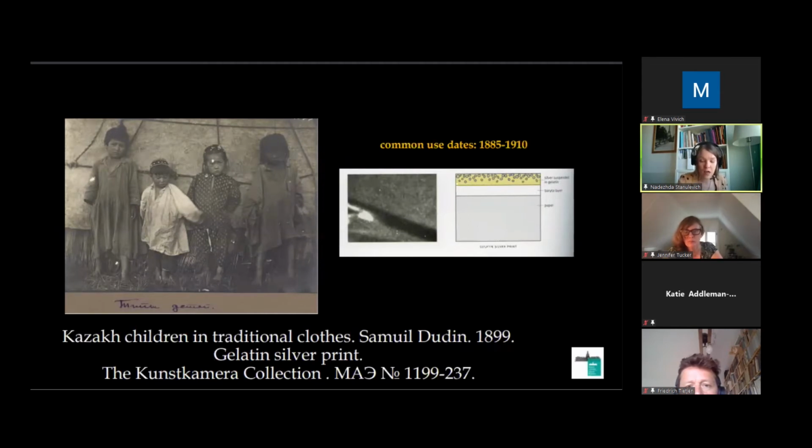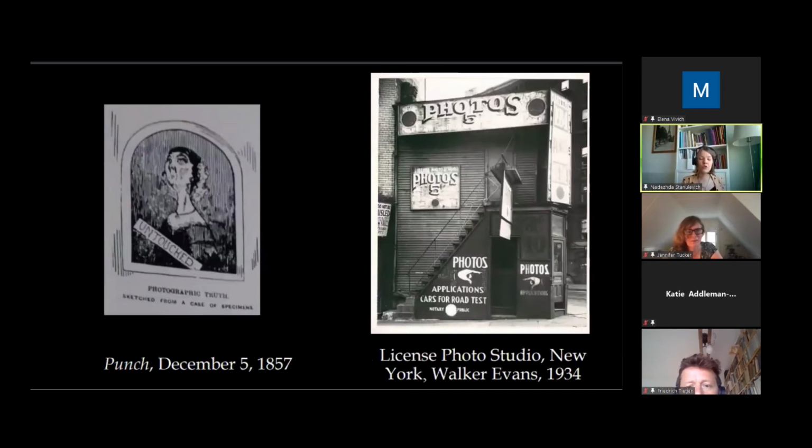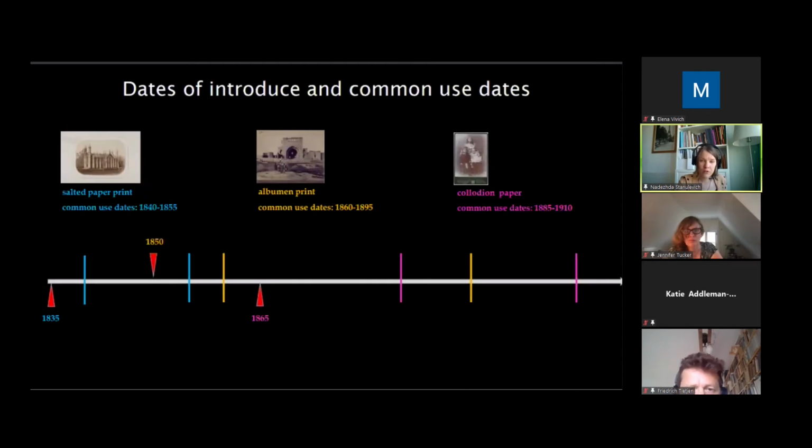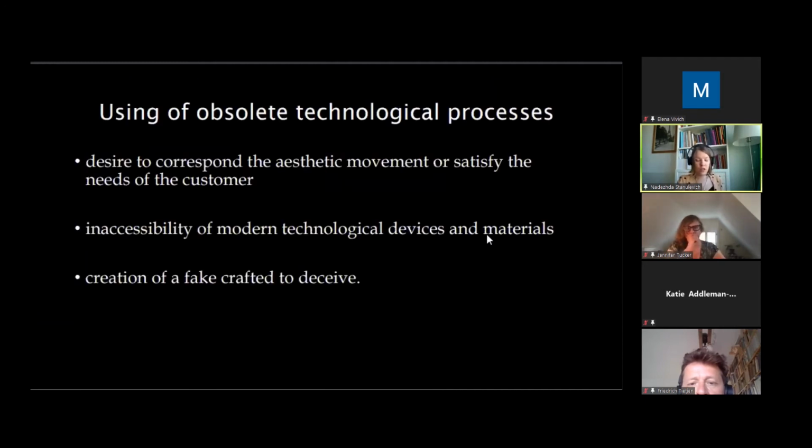Each of these technologies required extra time for the habit of photographers and photo studios, which depended on the loyalty of their customers. As you can see on this timeline of common use of processes, sometimes they cross like this. The time for the habit blurred the time boundaries in determining the period of use of a particular technology. At the same time, photographers, printers, or sometimes collectors often resort to the use of already obsolete technological processes. Their motives can be different, and the most frequent we call the desire to correspond to their aesthetic movement or satisfy the needs of the customer.